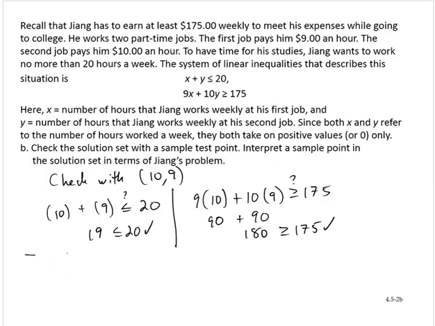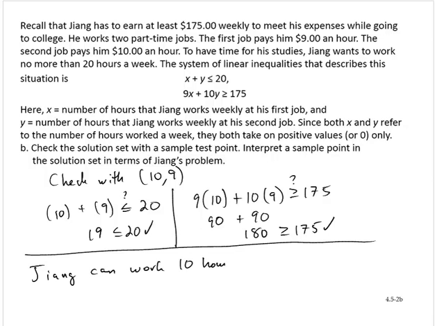So now let's interpret that point. Jang can work 10 hours at the first job and 9 hours at the second job.